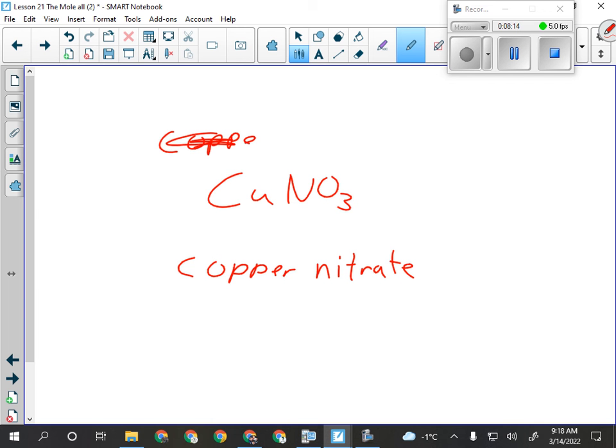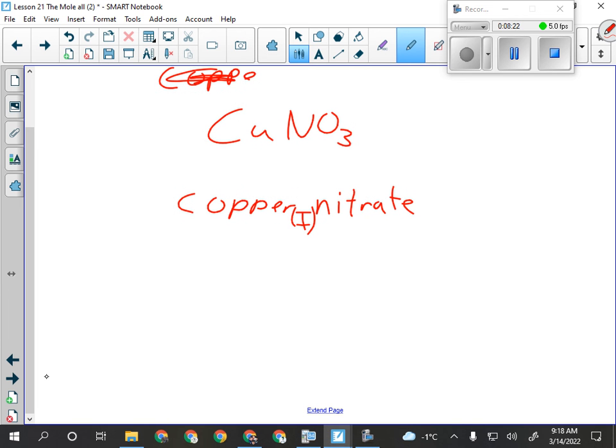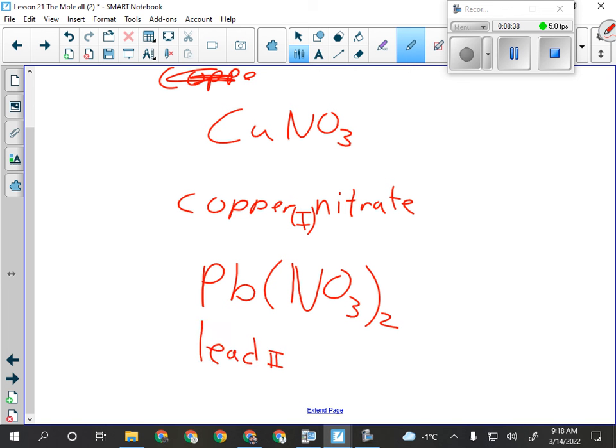Okay. You don't want to miss this. Copper 1 nitrate. Okay. And also on this one. Seems to be with nitrates. I don't know why. Okay, what's that one? Lead 2 nitrates. Roman numerals. Guys, I guarantee you on the test on Wednesday, stuff like that is going to play a part. Okay, make sure you know when to use the Roman numerals.